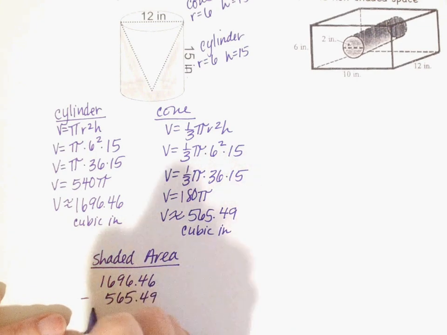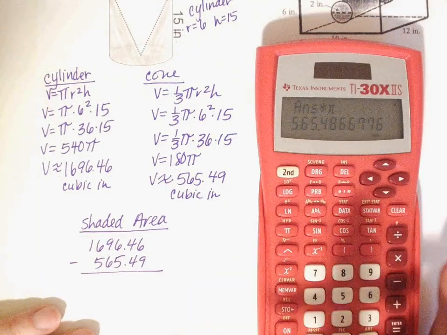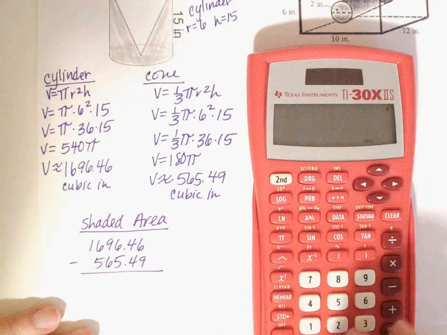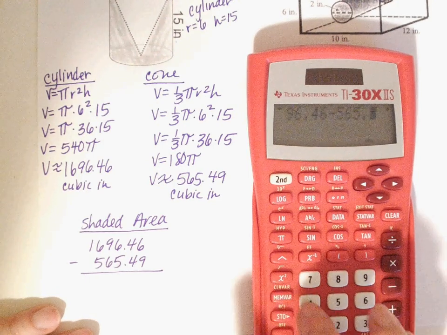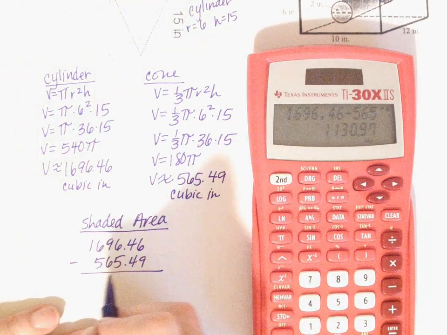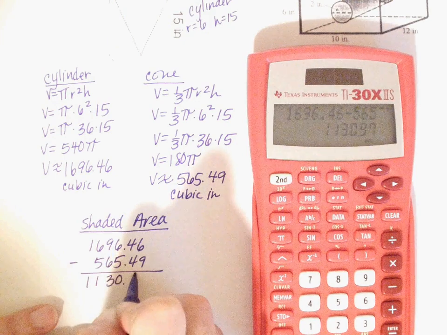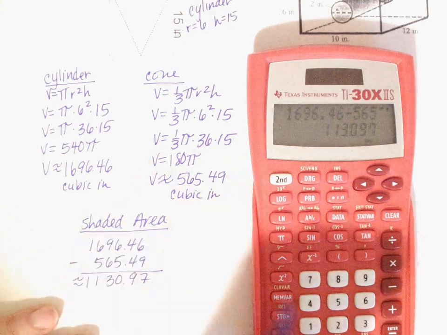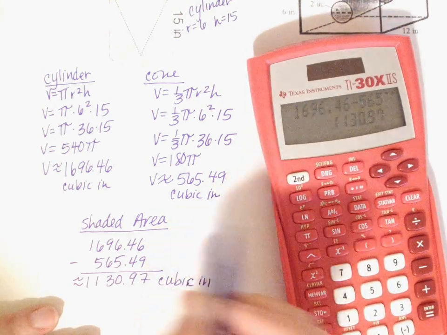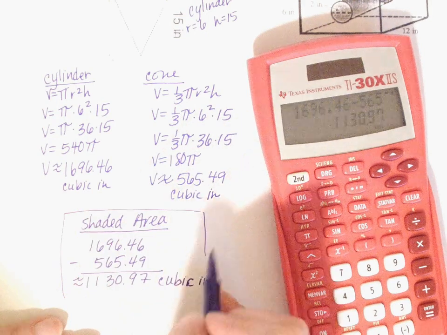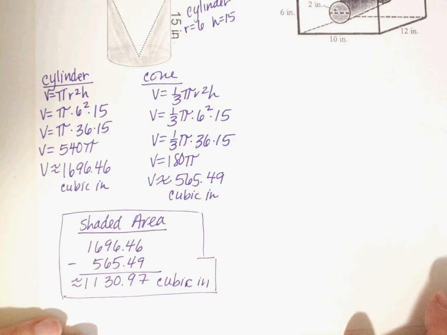565 and 49 hundredths. Okay, so just to subtract that real quick, you can use your calculator if you want. I'm okay with that. I'm going to use my calculator just because I want to make sure I'm accurate. And I get 1,130 and 92 hundredths. So that's my answer in cubic inches. And I'm going to box that in. And that's it for this first problem, okay?